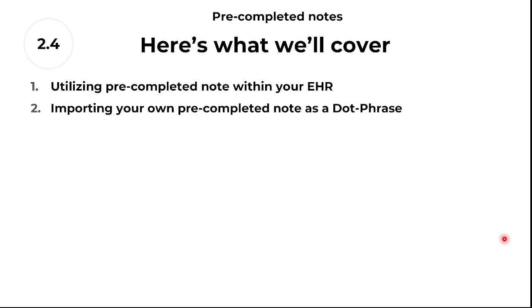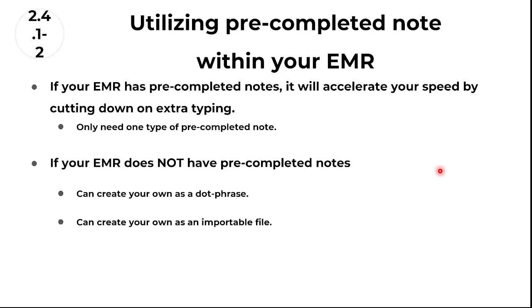So here's what we'll cover in this lesson: utilizing pre-completed notes within your EHR, as well as importing your own pre-completed note as a dot phrase. And these are only if your EMR allows for it. So number one, some EMRs such as Cerner will have pre-completed notes that you can just continually use and that you can make more of. However, some EMRs only are a blank slate, and in those you can import your own pre-completed dot phrase or block text, and we'll go through that as well. So let's begin looking at these options.